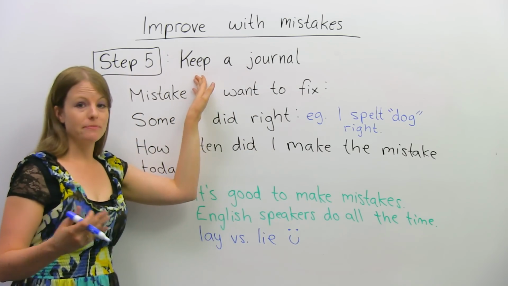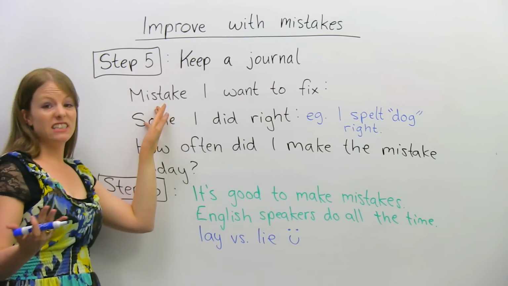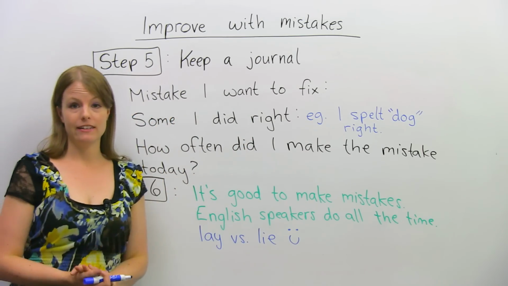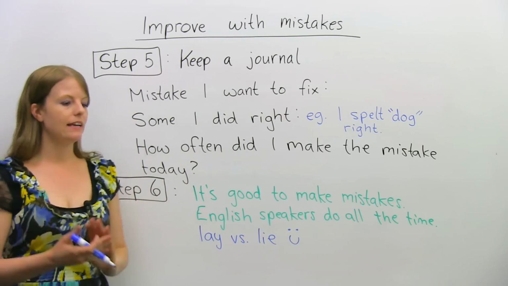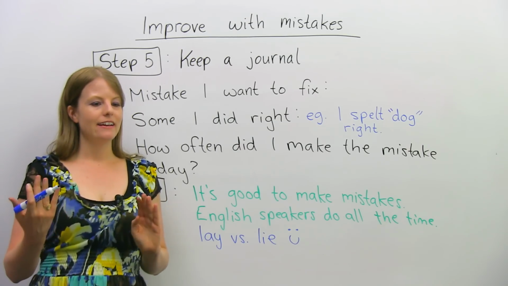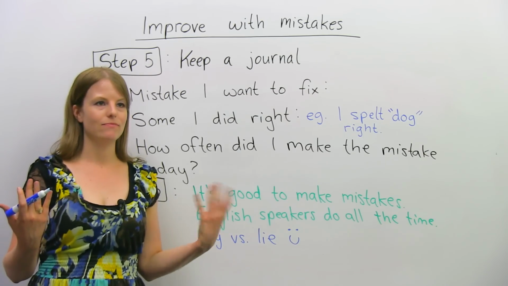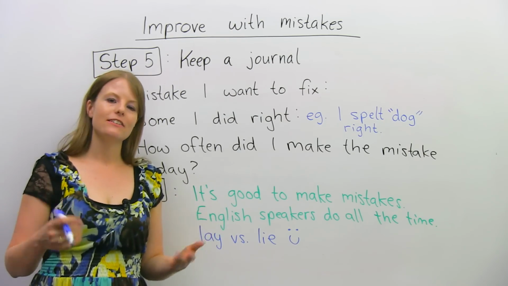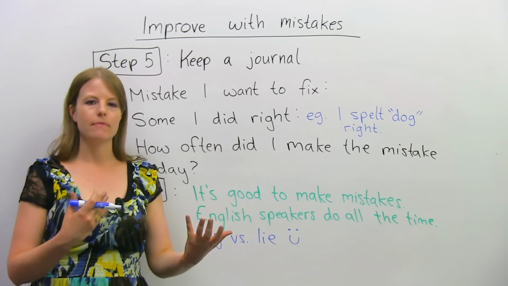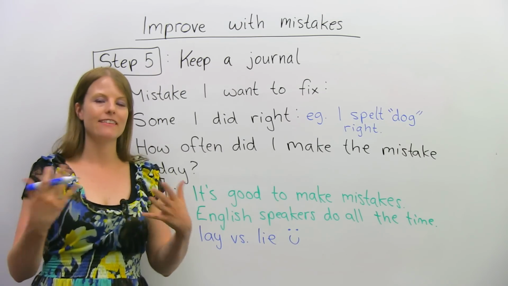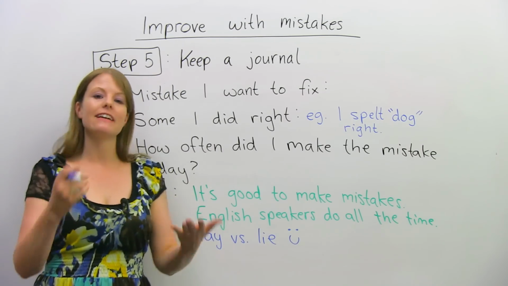So keep a journal. You can write, this is a mistake I want to fix. When I speak English, I always make a mistake with the present perfect. I always forget have, or I always confuse the past simple and the present perfect. So whatever your mistake, you can write it down.